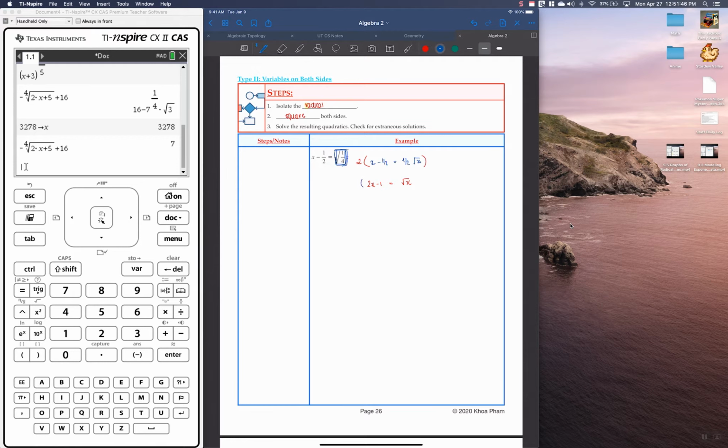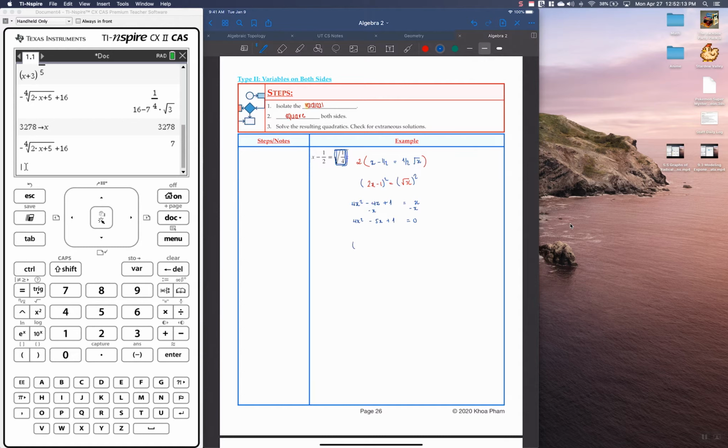So on step 2 here, I'm going to square both sides because the square gets rid of that radical. But the cost here is that this becomes now 4x squared minus 4x plus 1. This is just going to become x. And so this is 4x squared minus 5x plus 1 equals 0 when I subtract x from both sides.